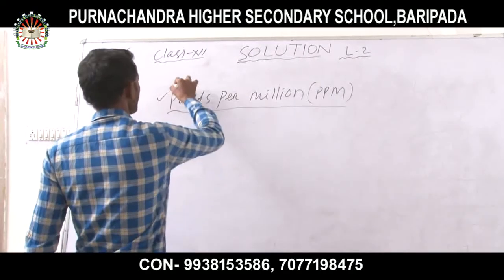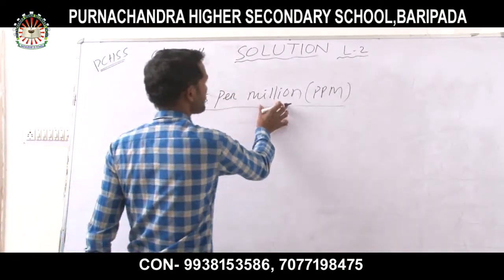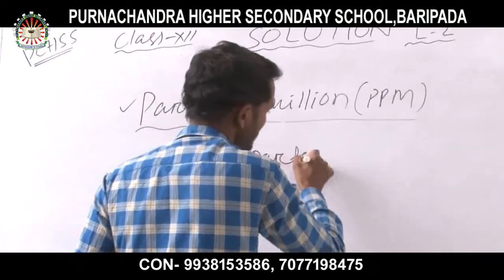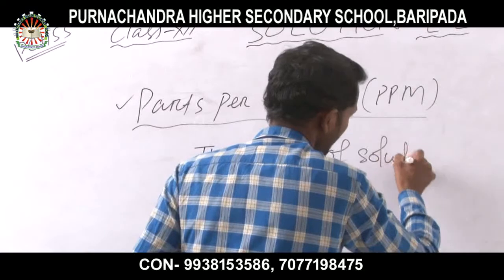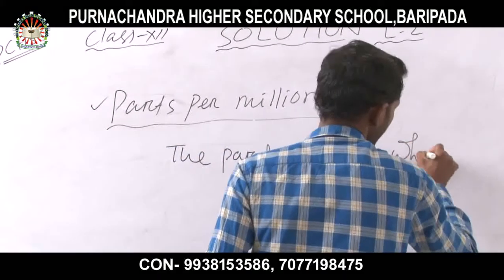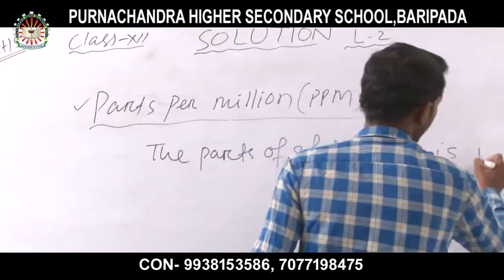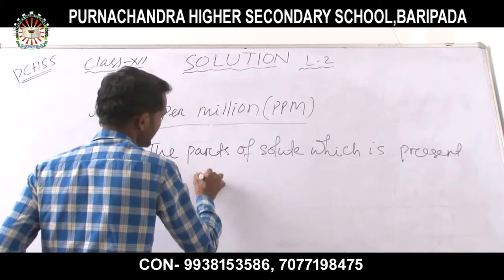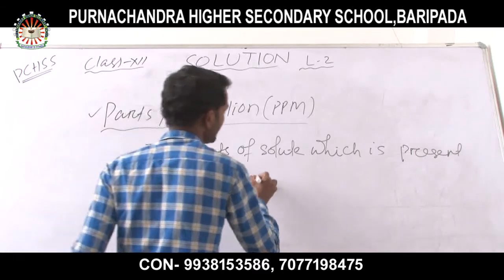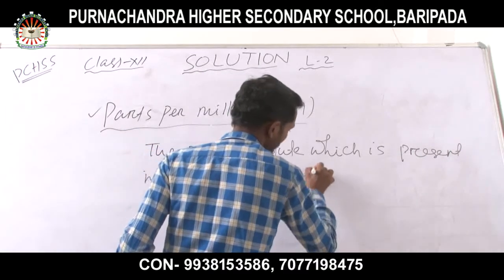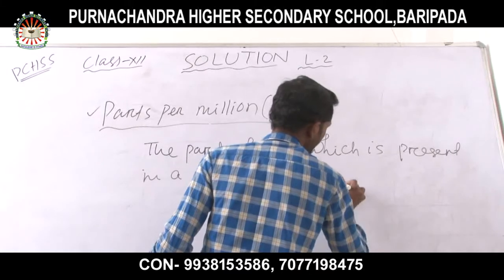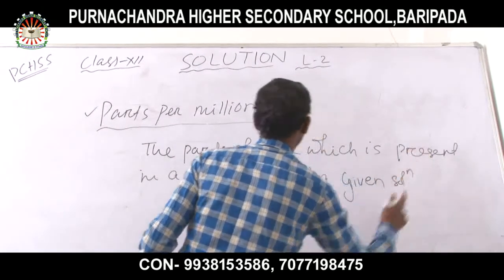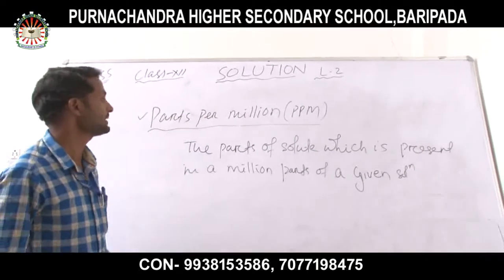Like that, parts per million means the parts of solute present in a million parts of a given solution. That is called parts per million, that is ppm.